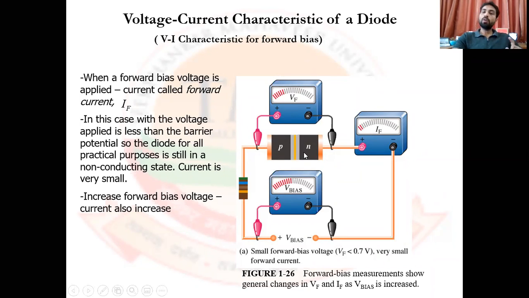And while we are using germanium, we have 0.3 volt as a potential barrier. So suppose when this voltage is being applied, if the applied voltage is only 0.1 volt, it will not create any effect because the potential barrier still remains. When we increase this more than 0.7, then this potential barrier will be completely vanished, and then there is a start of flow of current, and we will have some current on this ammeter.